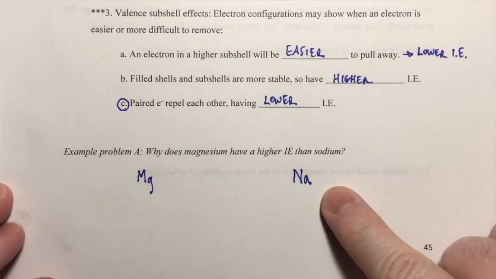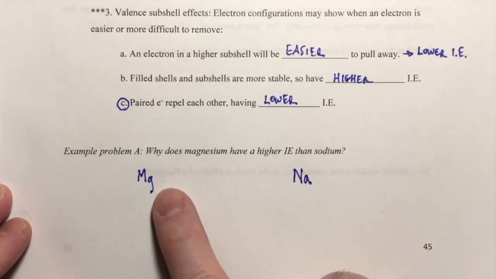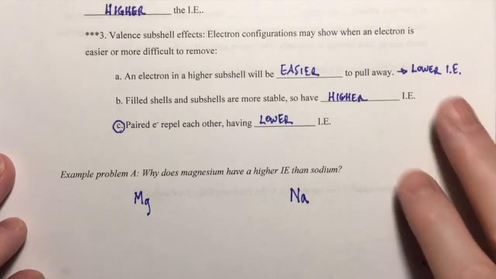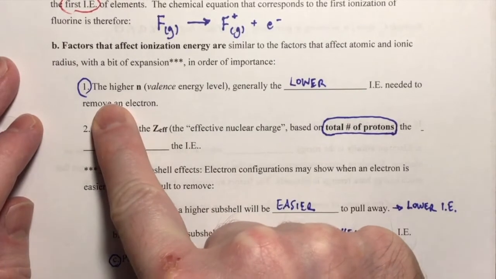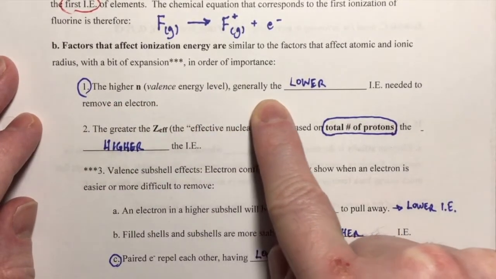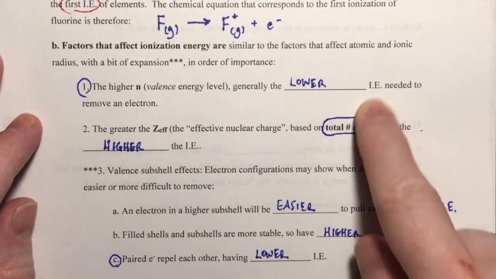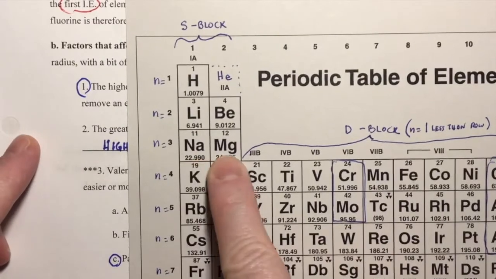All right, coming back to this question, I'm telling you that magnesium has a higher IE than sodium, and I want to know why. So let's take a look at our factors here. Factor number 1, the higher the N value of the valence level, the lower the ionization energy required to remove an electron. So let's look at sodium and magnesium.